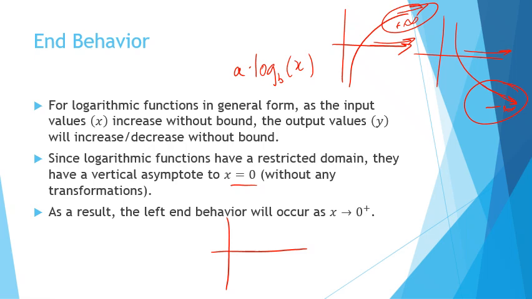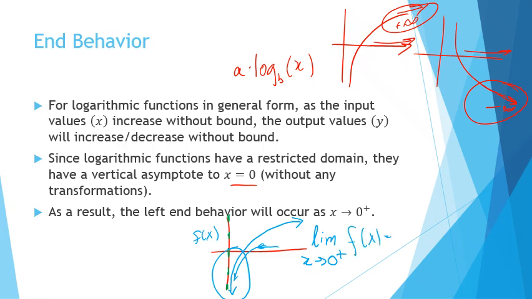So what this is going to look like is if you have a vertical asymptote like so, and then your logarithmic function, let's say, is like this, we would write this as the limit. If we wanted to describe this end behavior, the limit as x approaches 0 from the right-hand side, because we're coming in from the right, and we'll call this just f of x for now, equals negative infinity. And that would be how we write this end behavior limit statement there.